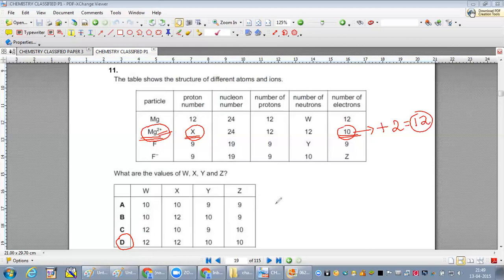Yes, what is your question? Sir, what is the difference between proton number and number of protons? No difference. Proton number and number of protons are the same. Then sir, why is it given like that? So it's straight away this only. 12. Directly you will get it from here. X is 12. This W has to be 12, which I already showed with the previous part.